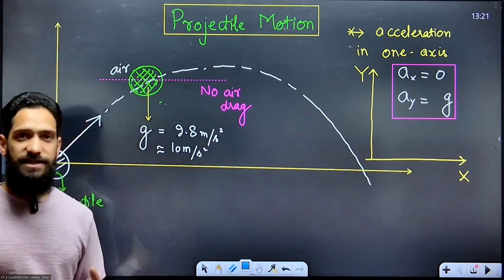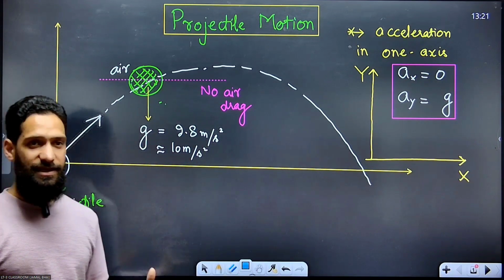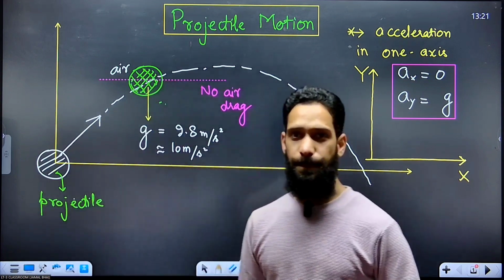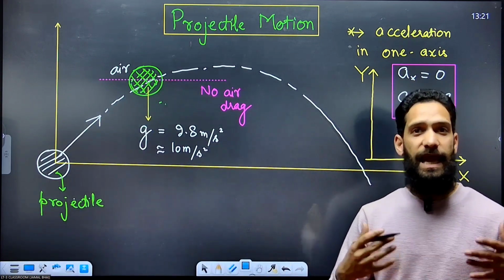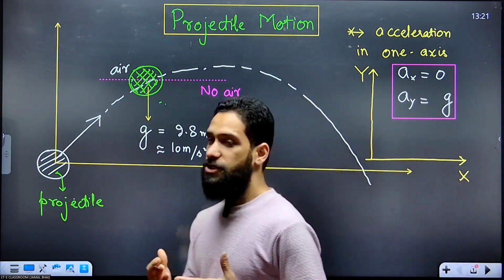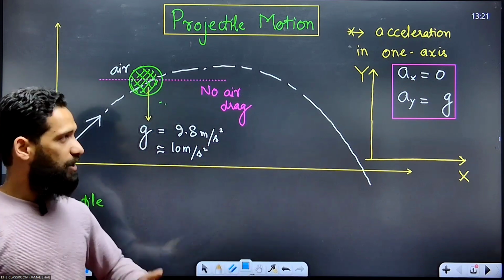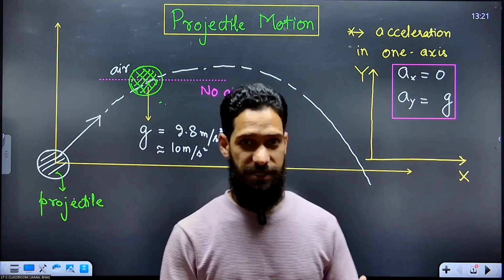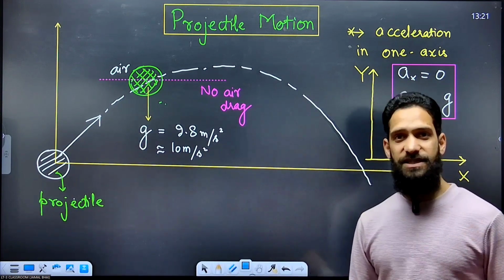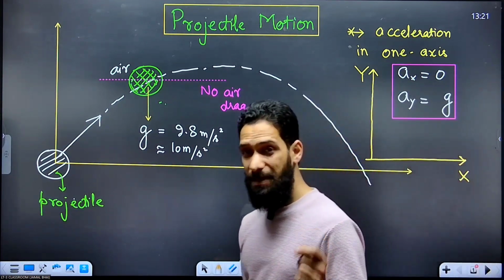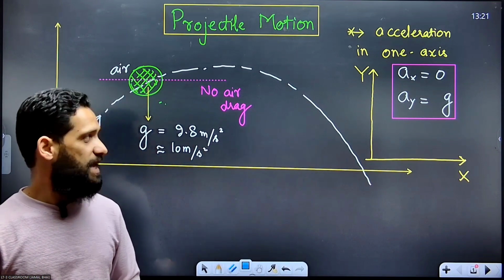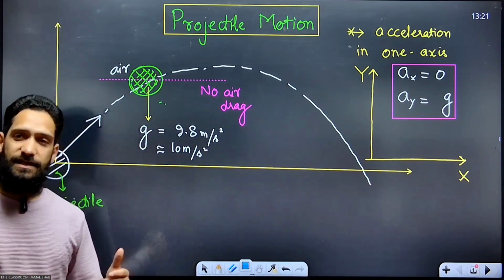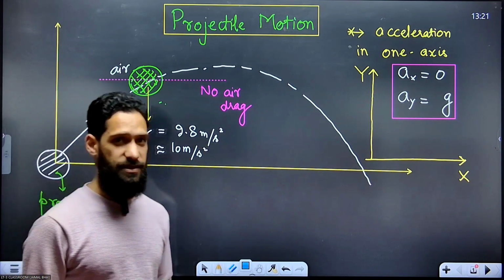So what we understand till now is projectile is anything that's fired in a plane, that can move in a plane, meaning that can move in two axes, x-axis and y-axis, or any of the two, whatever is convenient to us. But at the same time, there must be acceleration in one of the axes, and the other axis can have zero acceleration.